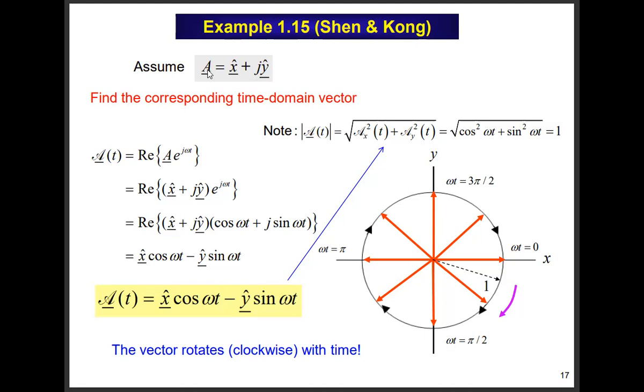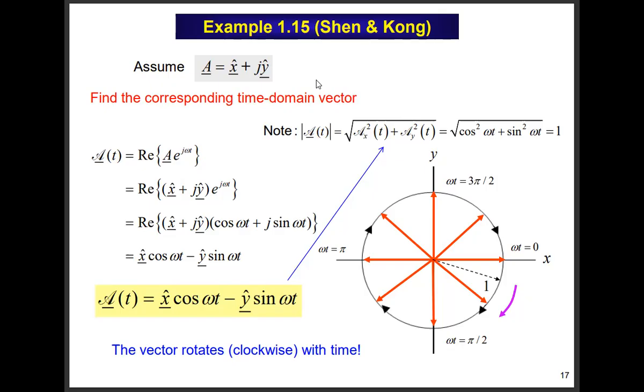There's a vector A. A just kind of stands for arbitrary, I guess. You know, it could be an electric field. You can kind of think that way, but it could be almost anything. But anyway, there's a vector A, and let's say in the phasor domain, it's unit vector x plus j unit vector y, a two-dimensional vector. Okay. And the first part of the example is let's just convert it into the time domain and see what happens.